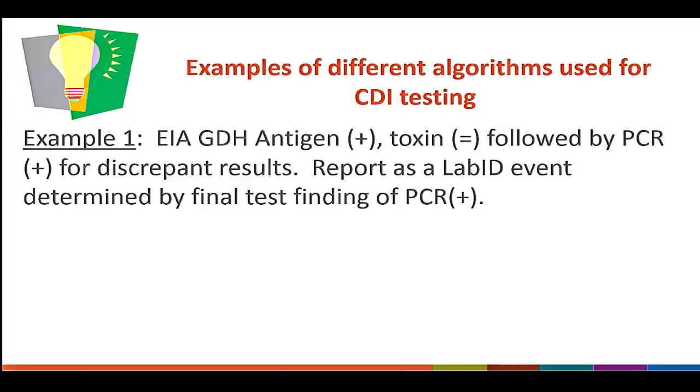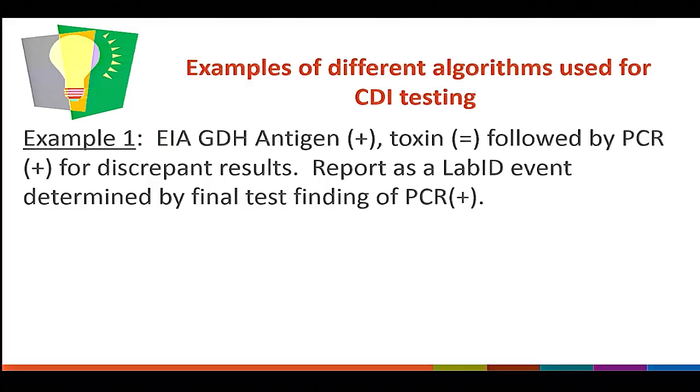This facility uses the traditional EIA testing, and when they get an antigen positive and a toxin negative, they will follow that with a PCR for discrepant results. In this case, the PCR is the last test performed, and the PCR result will determine whether or not you meet the CDI laboratory assay definition. Since the PCR is positive in this example, this finding does represent a lab ID event and should be reported as such.